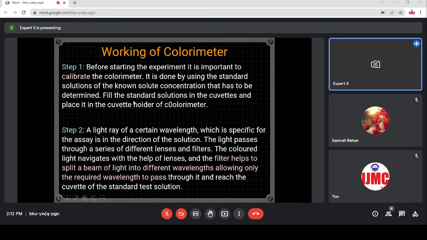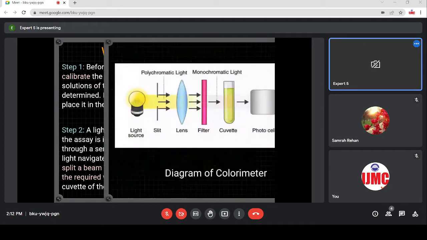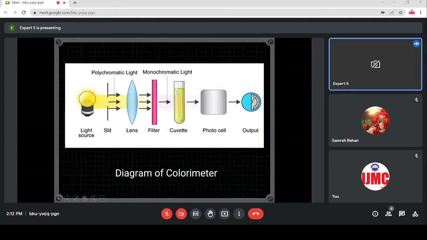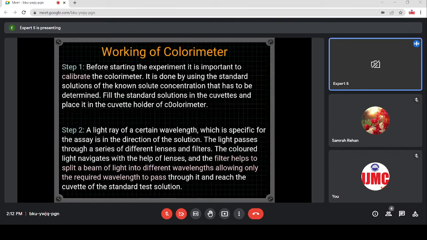Here, fill the standard solution in the cuvette. Cuvettes are cube-like tubes, like this one, where we put our sample for detection, to see how much it absorbs light, how much is reflected, or how much is transmitted. On the basis of absorbency, we get the desired lambda, or on the basis of wavelength, we detect the range of our compound needed for detection. On the basis of that, we study how our colorimeter works.